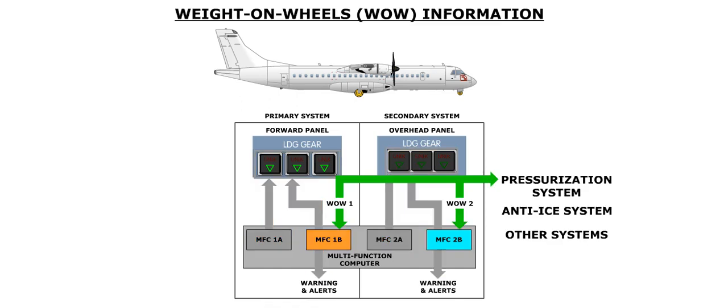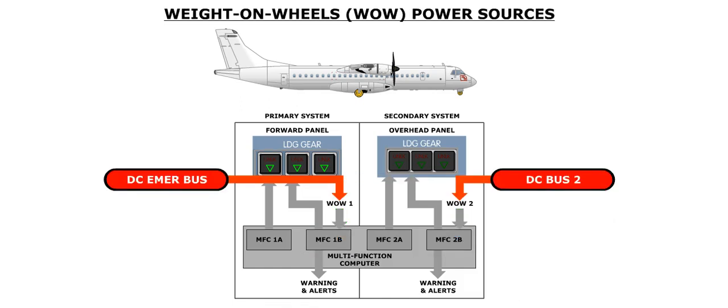Weight on wheels information is supplied to numerous aircraft systems, such as the pressurization system, the anti-ice system, and others. Weight on wheels System 1 is managed by MFC Module 1B, and Weight on wheels System 2 is managed by MFC Module 2B. Weight on wheels System 1 is powered by the DC emergency bus, and System 2 is powered by DC bus 2.